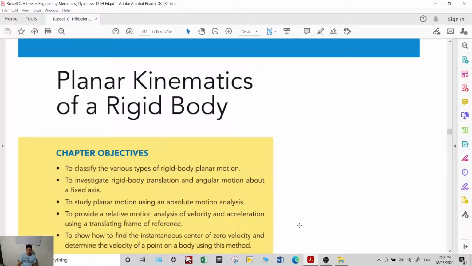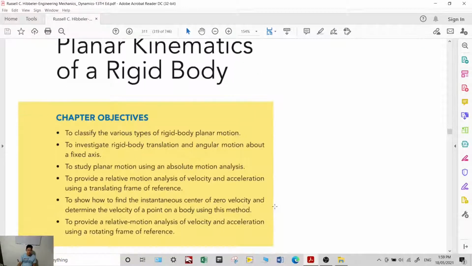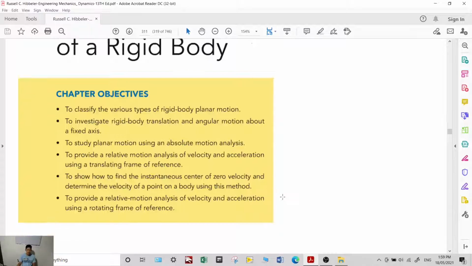Okay. So the objectives for this chapter are that the student must be able to classify various types of rigid body planar motion. Also, to investigate rigid body translation, angular motion, and motion about a fixed axis. And also, we will be studying planar motion using absolute motion analysis and relative motion analysis.